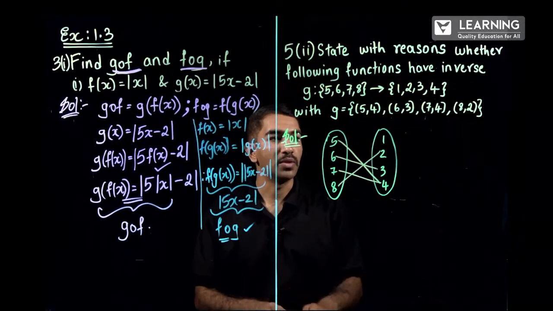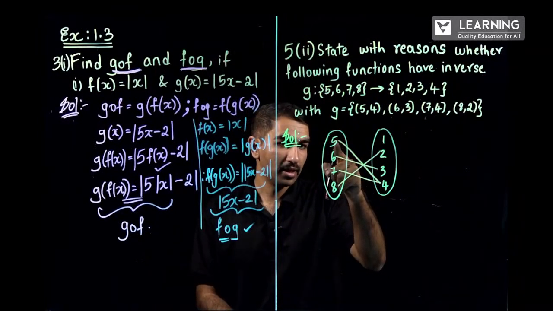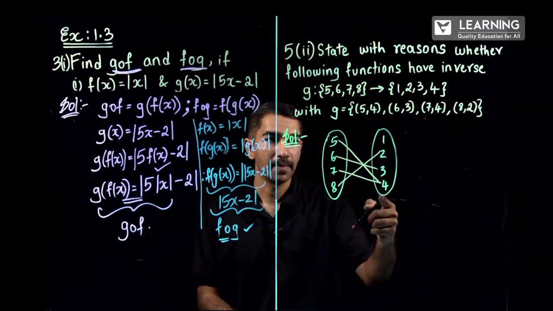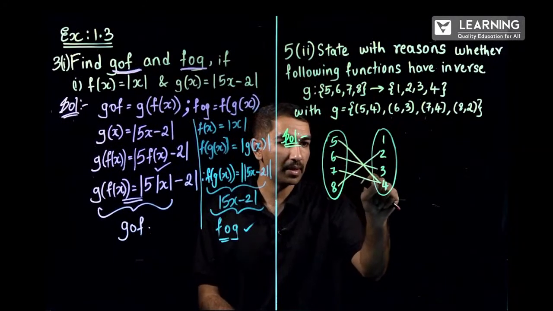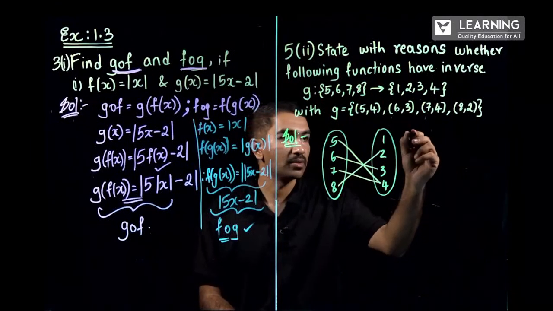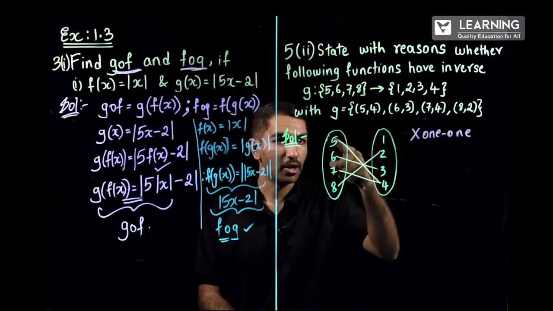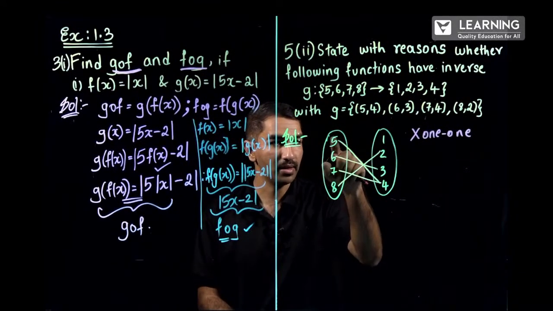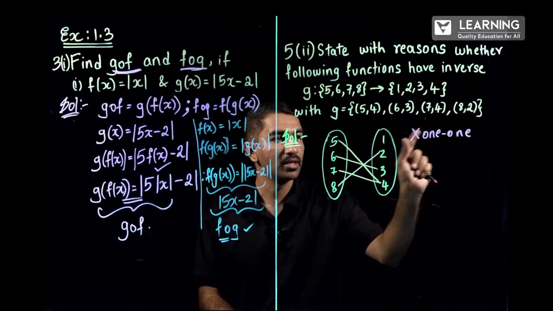By looking at the mapping now, students, which type of function is this? All the elements of x are occupied, meaning all the elements of x have at least one image in y. Do they have unique images in y? No, because 5 and 7 have the same image 4. So this function is not 1-1, because all the elements of x do not have unique images in y. Example, 5 and 7 both have the same image 4. That is the reason it is not 1-1.